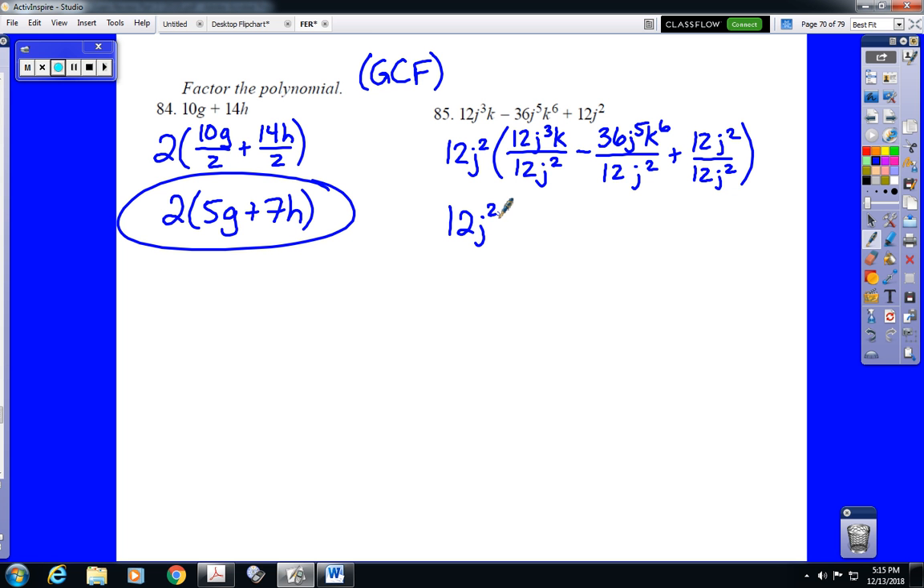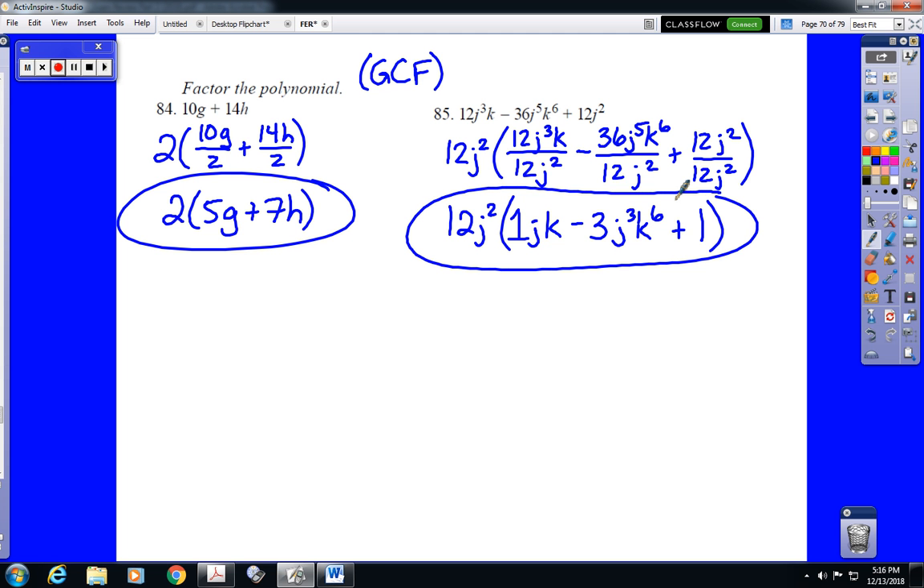So our outside, we have 12j squared. The 12 and the 12 divide to equal 1, which means we don't even really need to write the 1, but I will anyway. J cubed over j squared is j to the first and k to the first, so 1jk. Looks like an L, so I'm going to make it into more of an obvious 1. Minus 36 divided by 12 is 3. This would be j to the third, k to the sixth. And then finally, 12j squared divided by 12j squared is not nothing, it's 1. If you forget the 1, you'll get this problem wrong, so make sure you're paying attention.